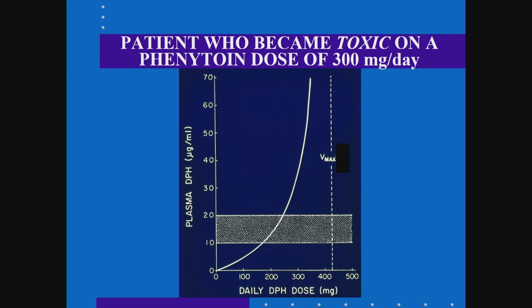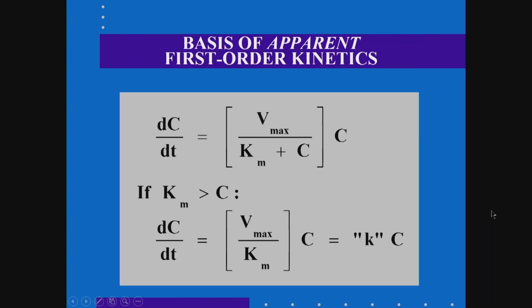And again, this is another example of a patient that became toxic on a phenytoin dose of 300 milligrams per day, a typical dose, if you will, but excessive in the case of this individual with a slower rate of metabolism. The therapeutic dose for this patient should really be 200 milligrams per day.